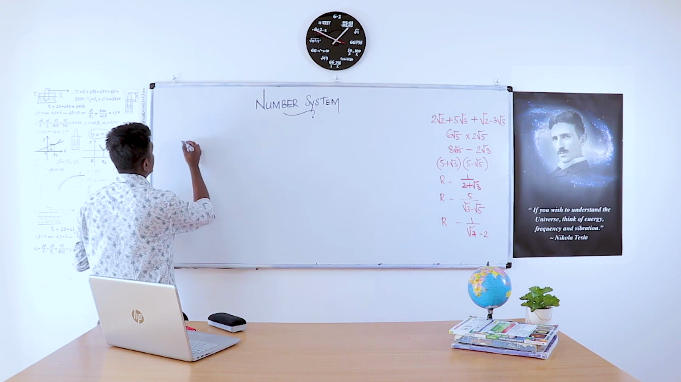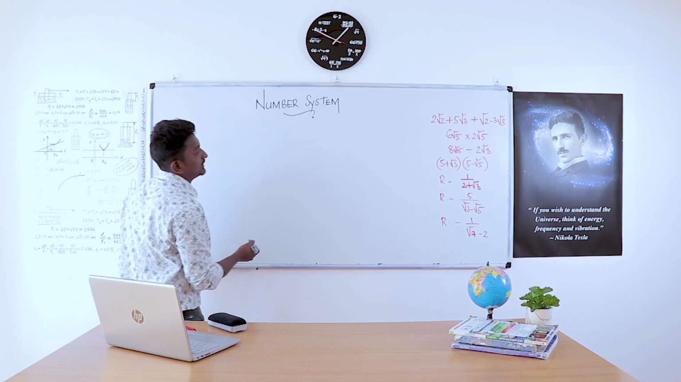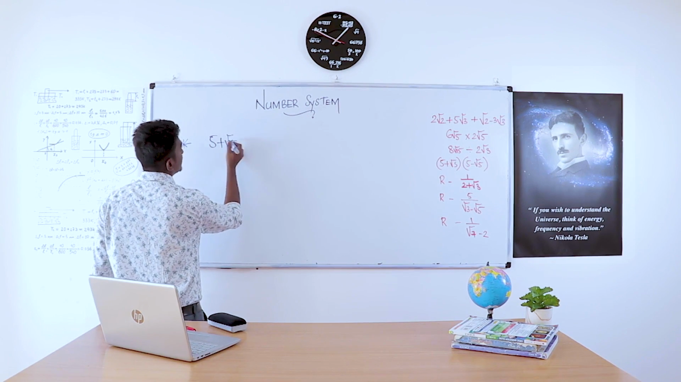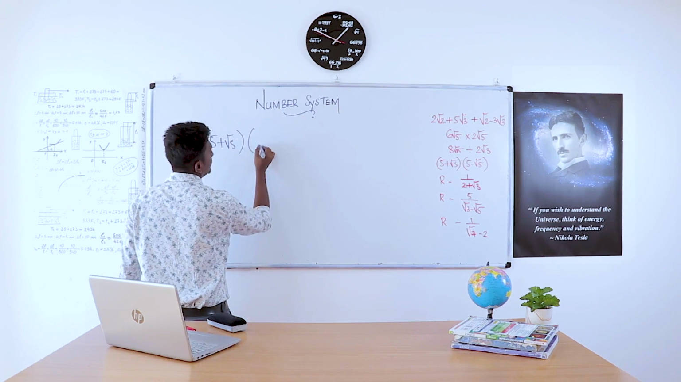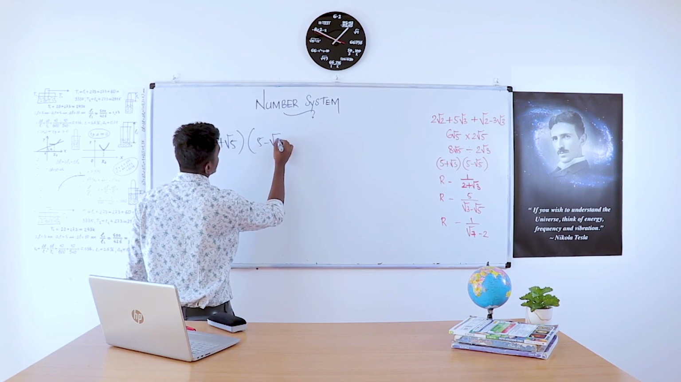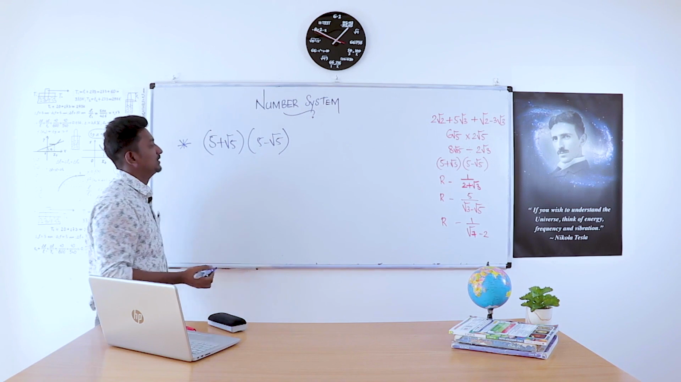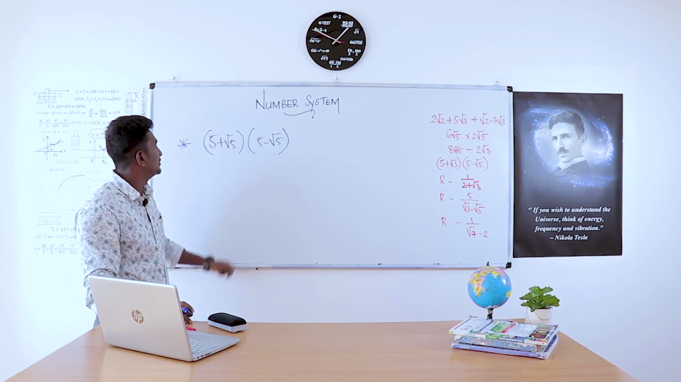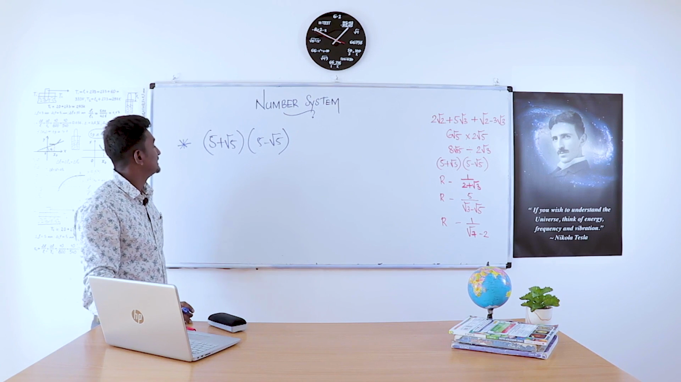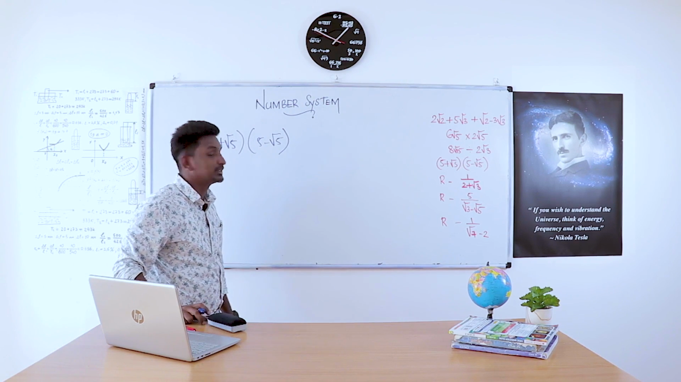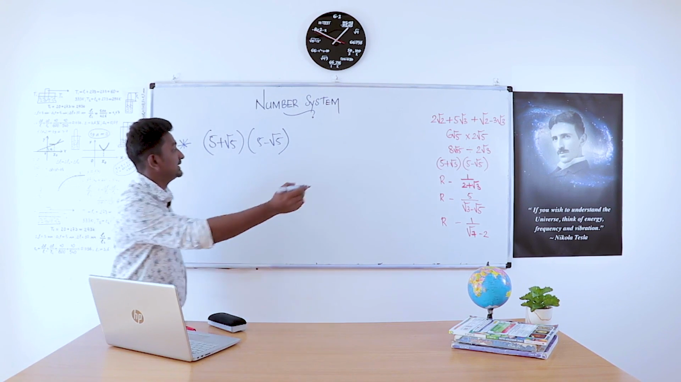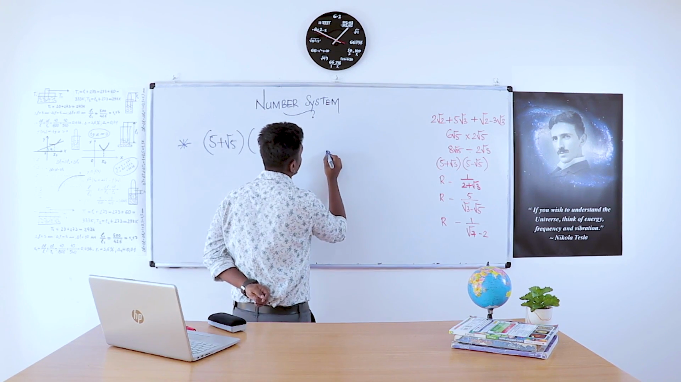The next question is 5 plus root 5 into 5 minus root 5. Look, in this question, 5 plus root 5 into 5 minus root 5. This is of the form a plus b into a minus b. This is a standard result.